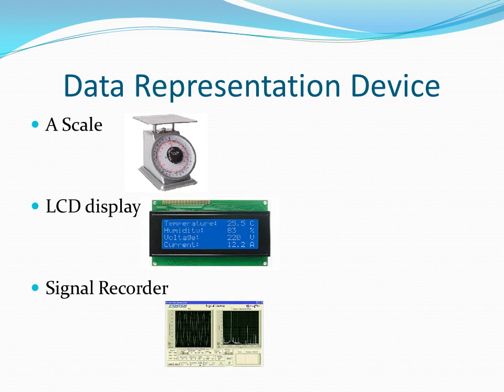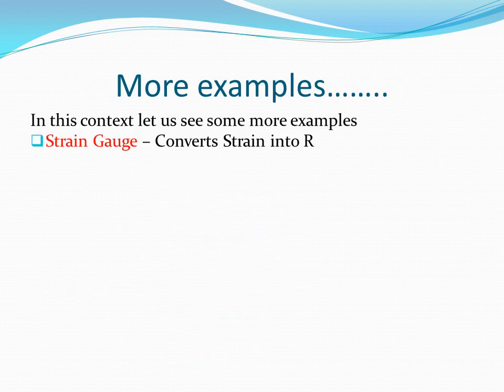and then it is represented in a data representation format. So a sensor and a signal conditioning together are called a transducer. We'll see more examples. So we'll take one more example called a strain gauge. We know the strain gauge, the name itself implies it is measuring a strain. What do you mean by a strain?